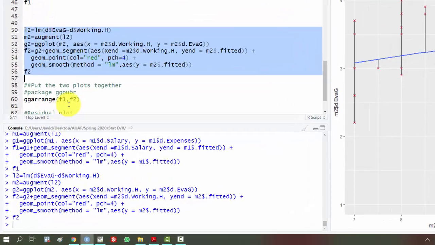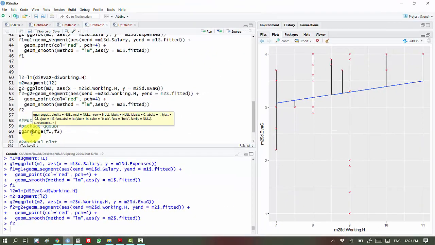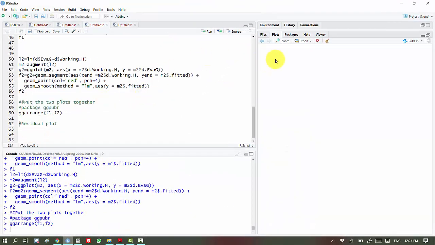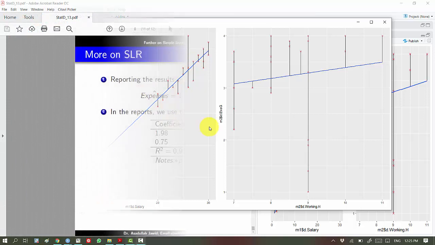Now, if you want to compare the two, you use the function called ggarrange and put the two plots together and run it, and then you can compare. You can compare how residuals in the first case, where we have salary and expenses, are smaller than the residuals in the second case, where we have working hours and evaluation grade. And of course, we can easily see that the linear relation between these variables in the first case on the left side is much stronger.